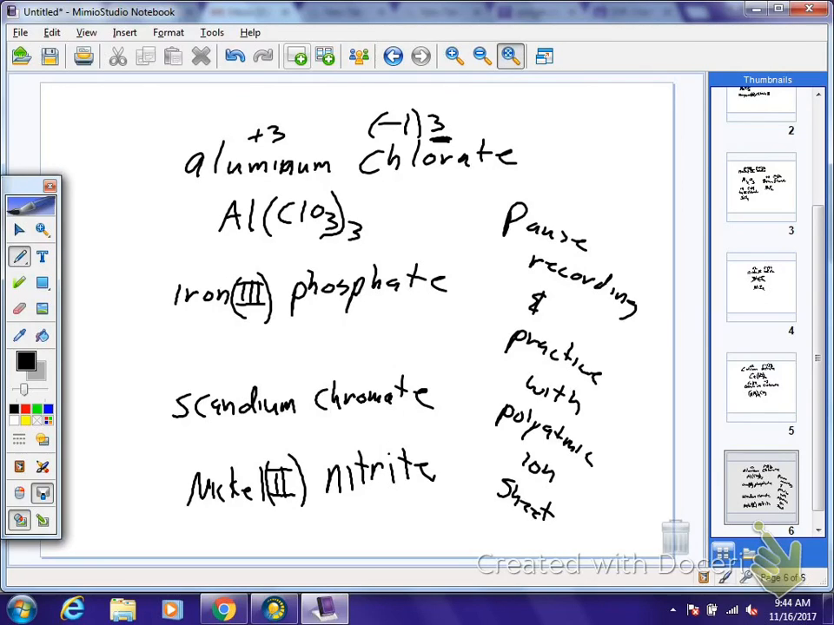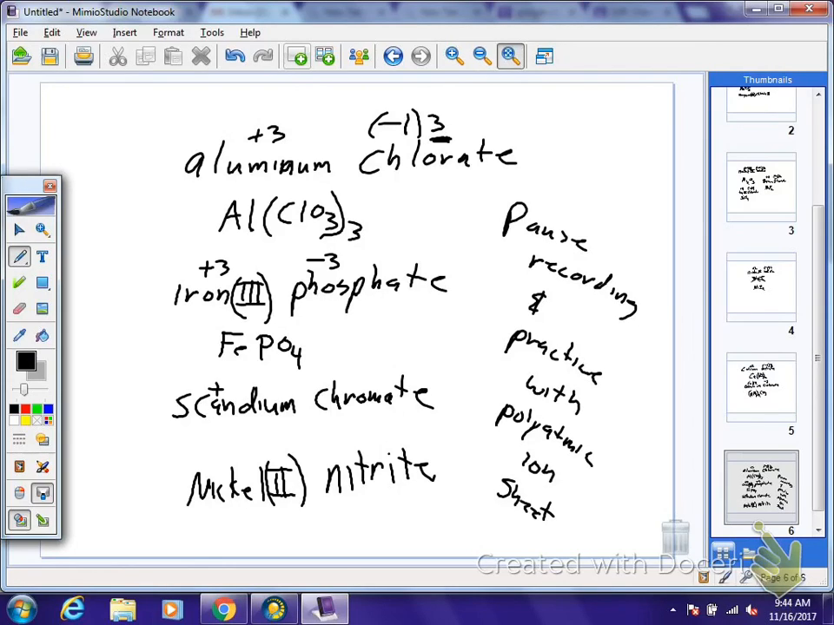Okay? Iron 3. A lot of you want to write it like this, because you see that 3 and go, well, I've got 3 of those. You can't. That's not what that represents. That represents the charge of +3. Phosphate is a -3. So that one's really easy because you just write the 2 side by side and you're done, as they balance out.